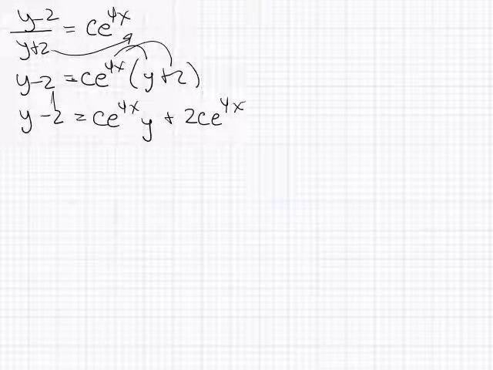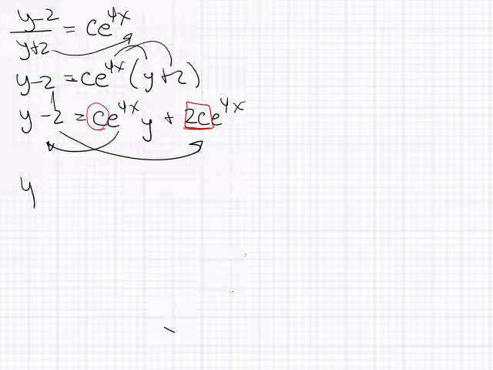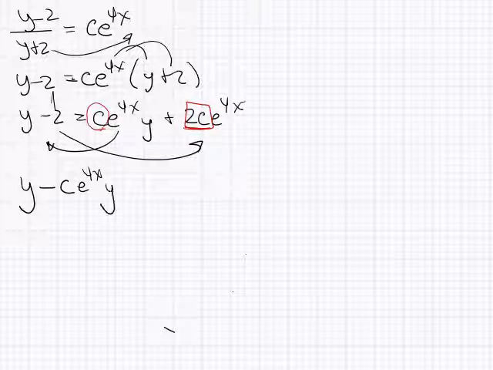Now right here, I'm not going to say 2c is just c, because I have a c over here as well, and I don't want to start using two different c's. I don't want this one to be c1 and then turn this into, say, c2. So I'm just going to keep this as is. Then I'm going to bring this over to this side of the equation and this over to this side of the equation by subtracting and adding. So we get y minus c e to the 4x y equals 2c e to the 4x plus 2.